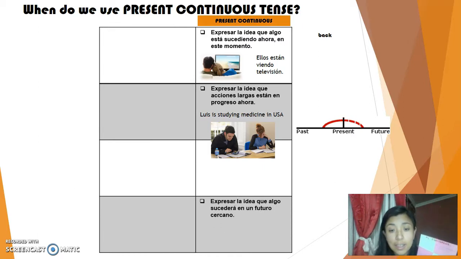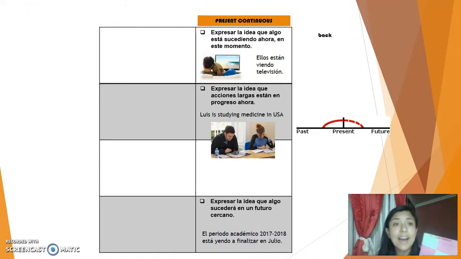Present continuous is also used to express the idea that something is going to happen in the near future. For instance, the academic period 2017-2018 is going to finish in July. And now we have past continuous tense.